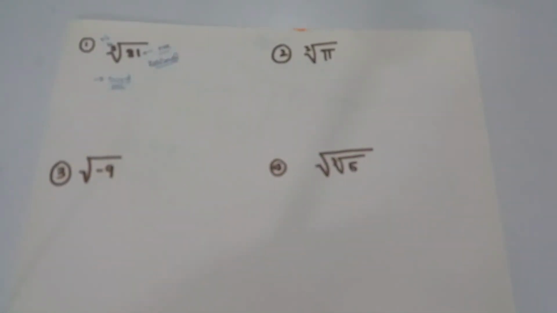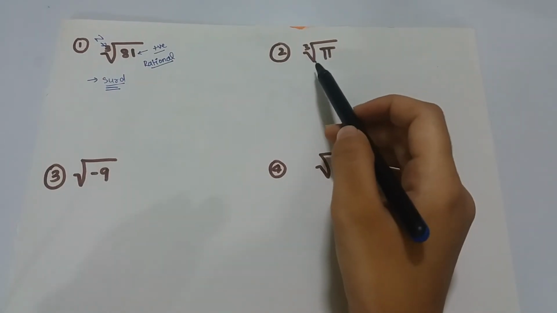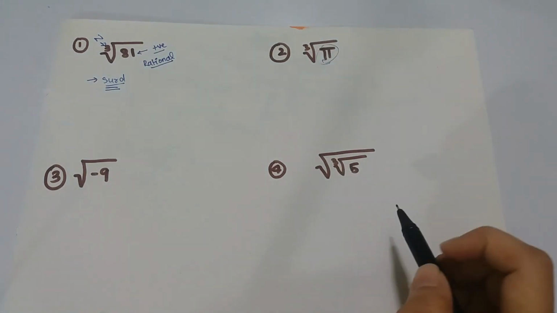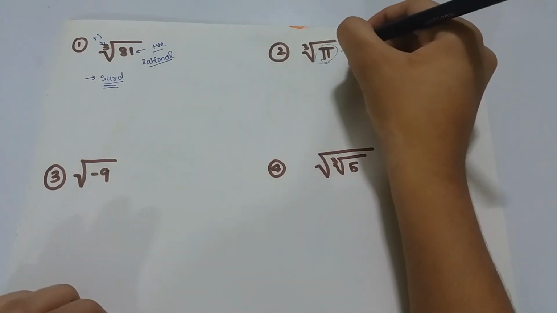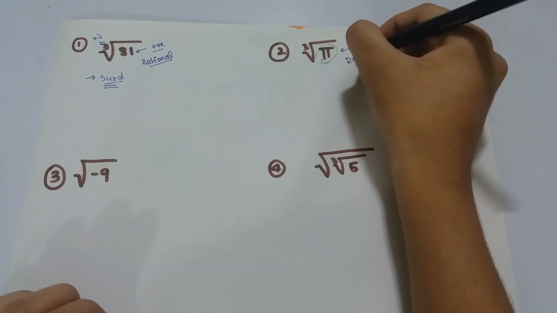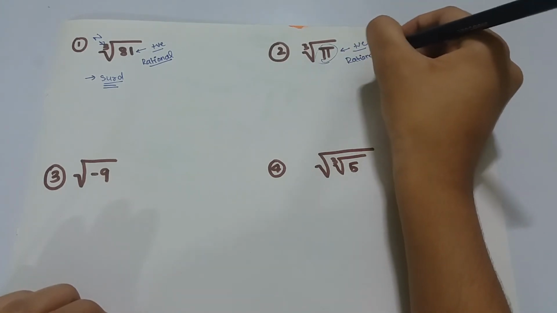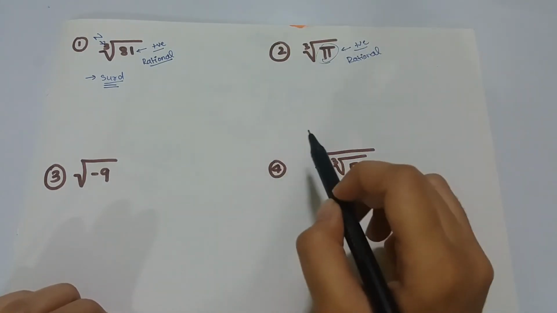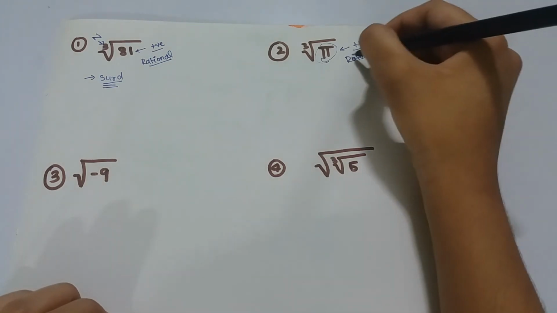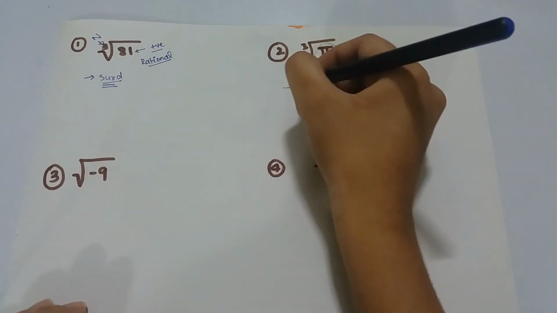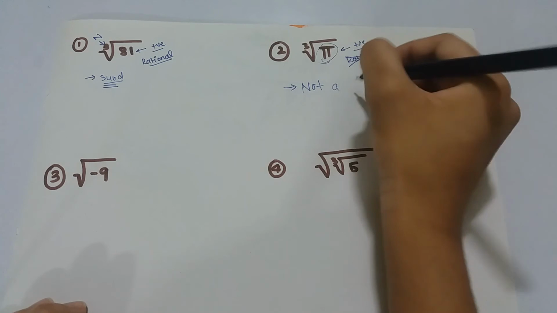Now let's look at the second example, that is cube root of pi. Now first step, is this positive? Yes, it is positive, but is it a rational number? We have already seen previously that pi is not a rational number, it has a never ending value. So that is why it is not a rational number, and here only we understand that this cannot be a surd. This is not a surd.